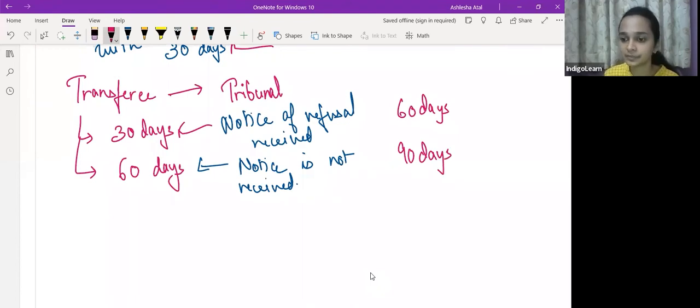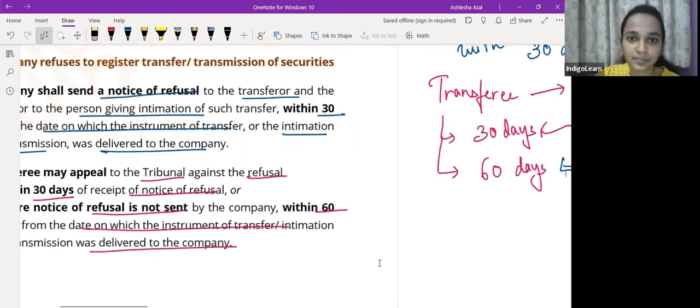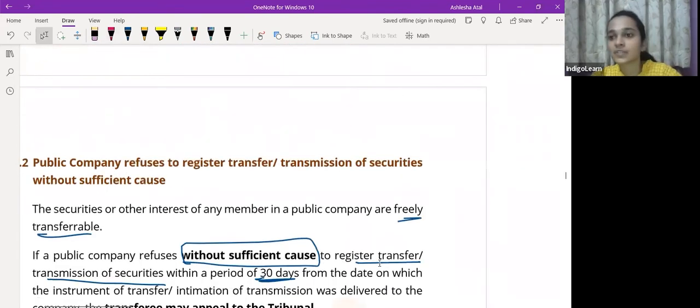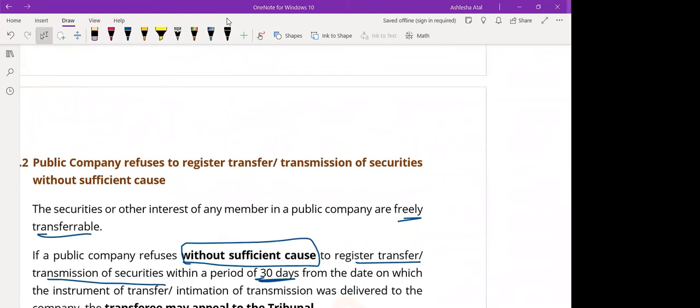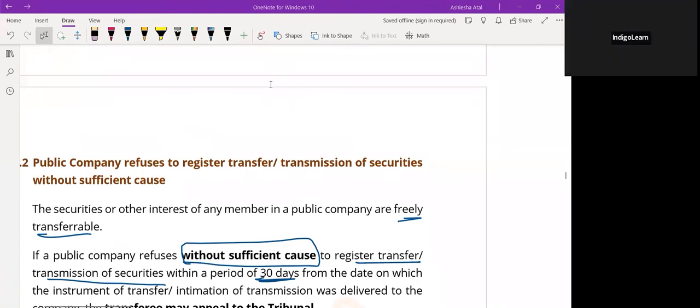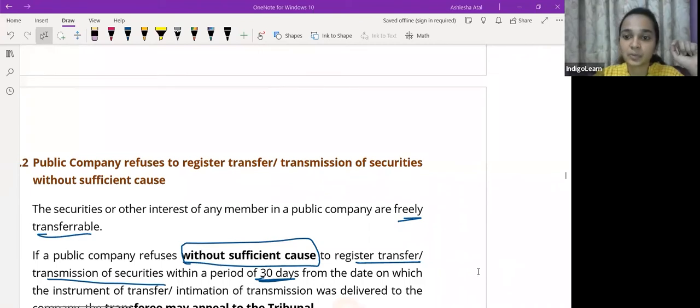समझ में आया ये? Sorry. Is this much clear? ठीक है. So in a situation wherein a company refuses to register a transfer, in a situation where the company is not registering a transfer, the transferee can file an appeal with the tribunal. It is not the transferor, it is only the transferee who can file an appeal with the tribunal. Transferor नहीं करेगा, transferee के पास right है to file an appeal with the tribunal.